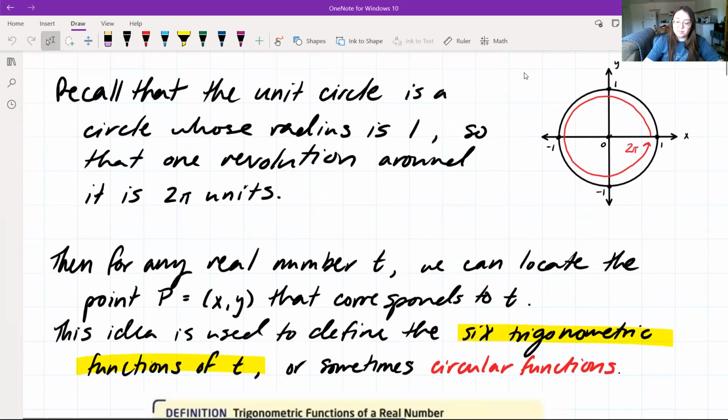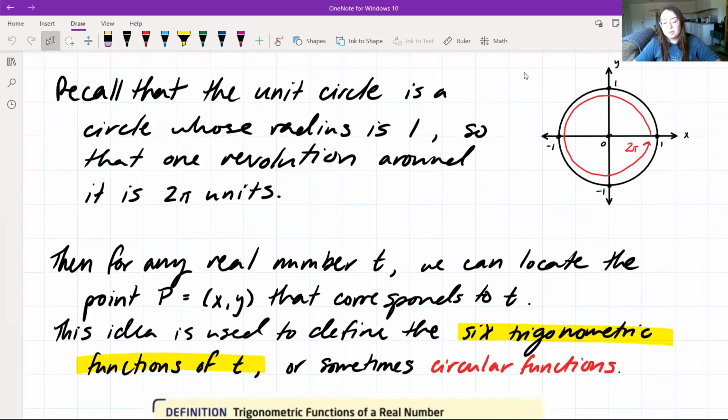So, all right. First, we want to recall that the unit circle is a circle whose radius is 1, so that 1 revolution around is 2 pi units. So we see we have our unit circle here. It has a radius of 1, and when we make 1 full revolution, it's 2 pi radians. It says 2 pi units, but it's radians.